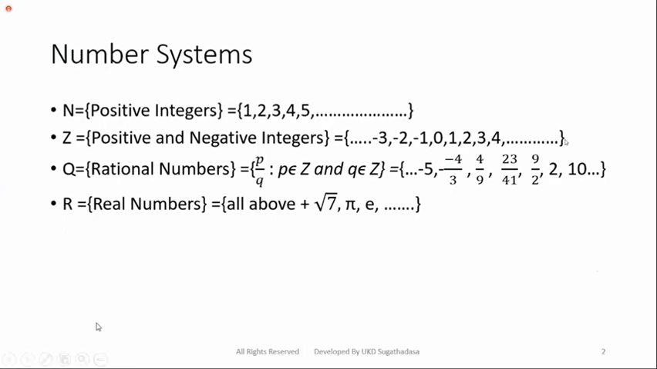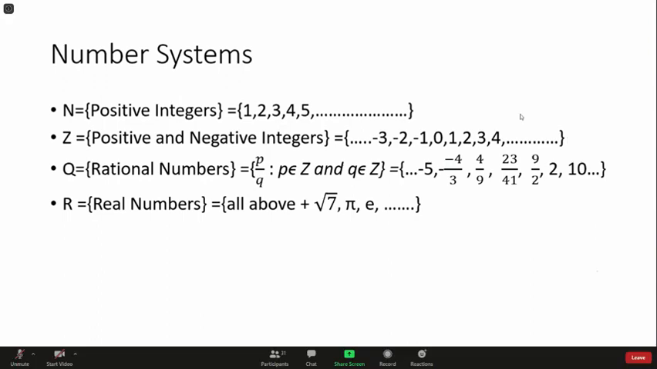The next number set is the real numbers. What is a real number? It includes all of the above: the positive integers, positive and negative integers, and rational numbers. But in addition, there are certain specific numbers included under the real numbers, like the square root of 7, all the square roots, and pi and e. What is the main feature of these numbers? They have an infinite number of decimal places.